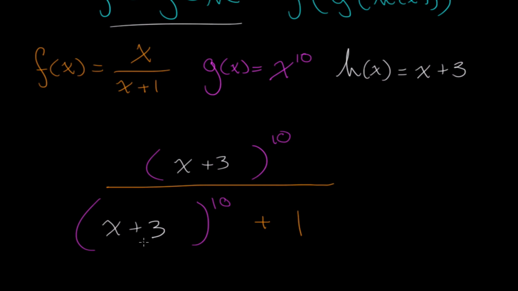And that's it. That's the answer. So that quantity x plus 3 to the 10th over quantity x plus 3 to the 10th plus 1. And that would be f of g of h of x. That's a lot.